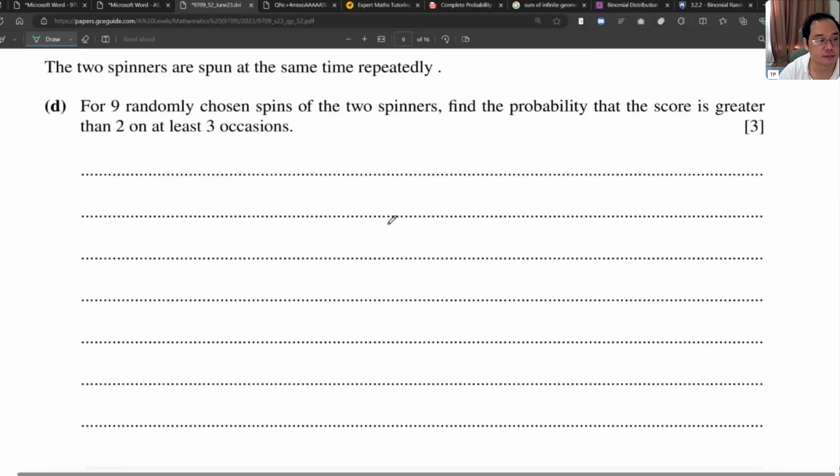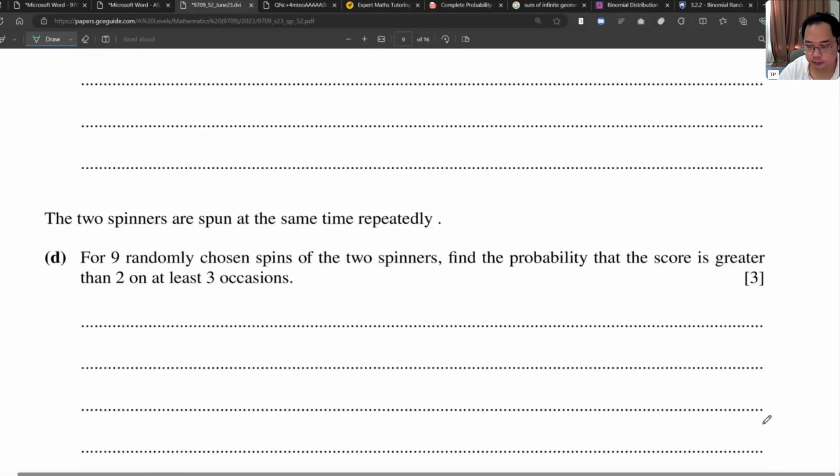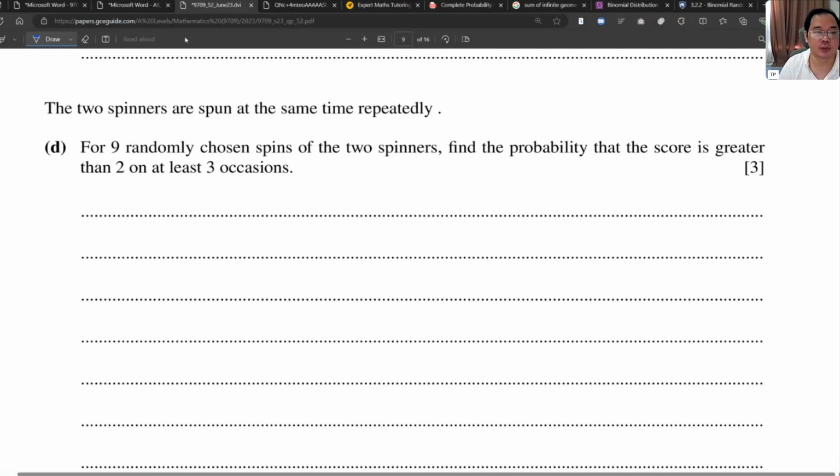The last question, question D. The last question D. The 2 spinners are spun at the same time repeatedly. For 9 randomly chosen spins of the 2 spinners, find the probability that the score is greater than 2 on at least 3 occasions.